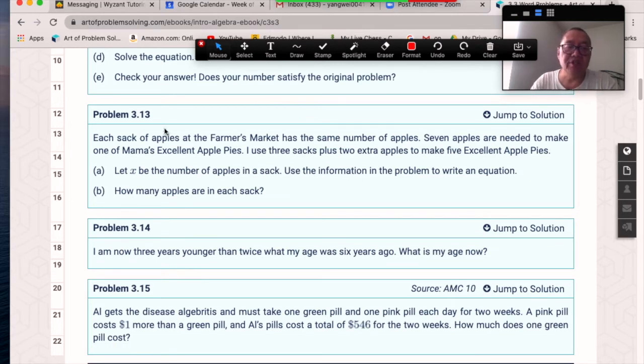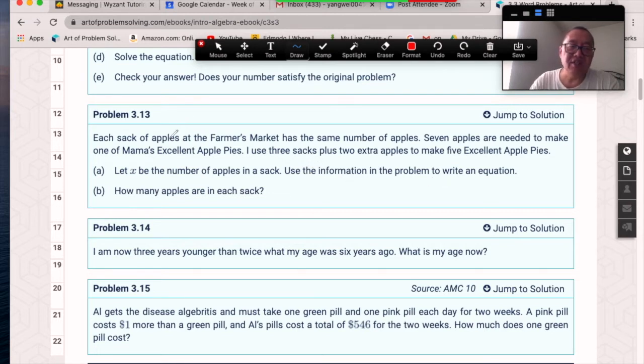Here, 3.13. Each sack of apples at the farmer's market has the same number of apples. 7 apples are needed to make one of Mom's excellent apple pies. I use 3 sacks plus 2 extra apples to make 5 excellent apple pies. Here, they let x be the number of apples in a sack. Use the information in the problem to write the equation.